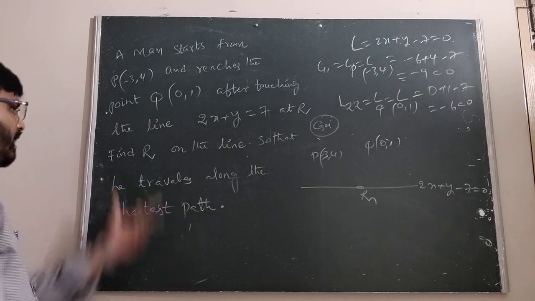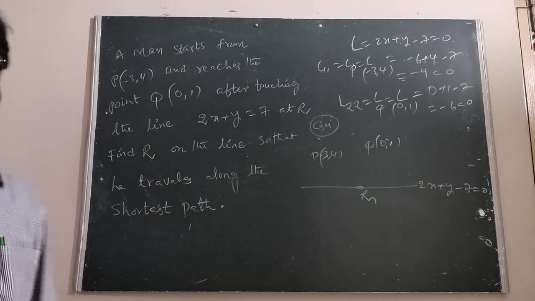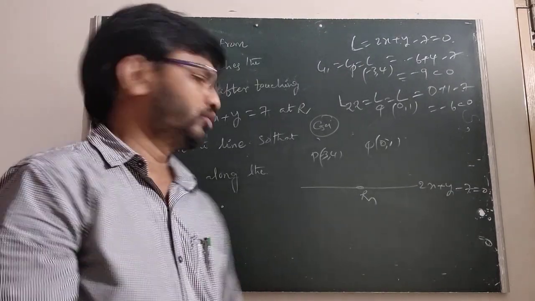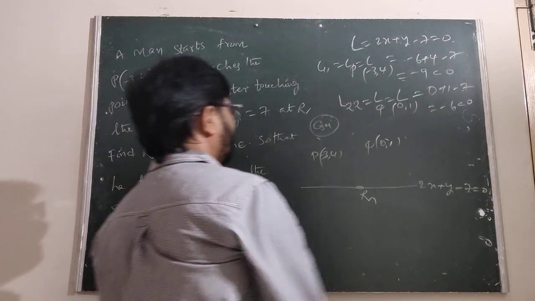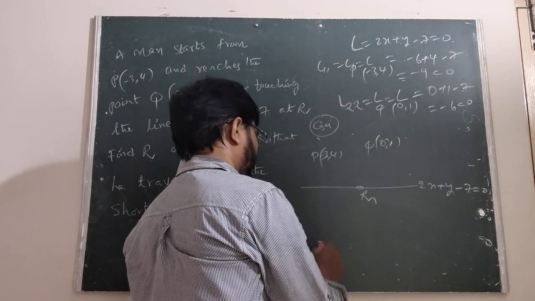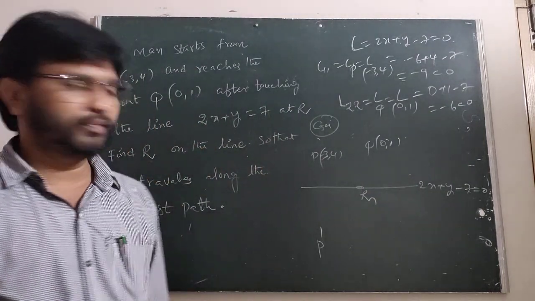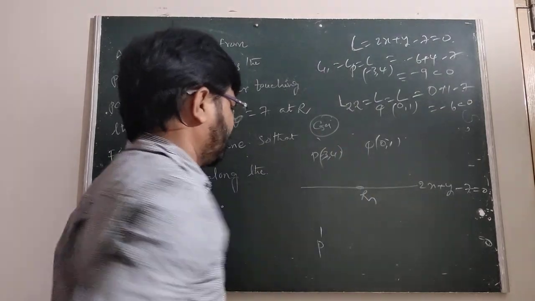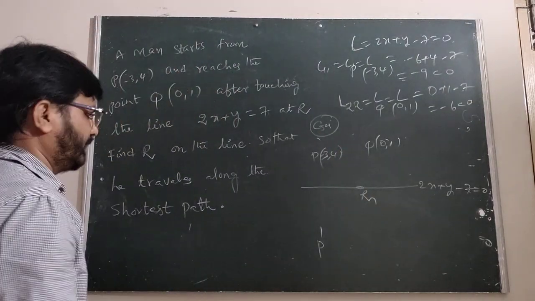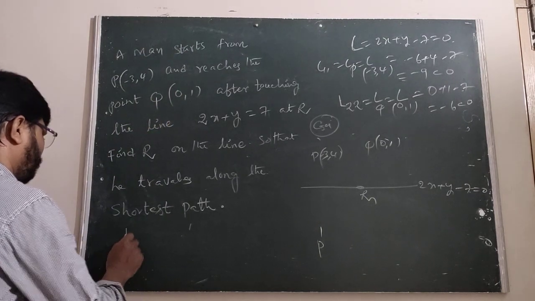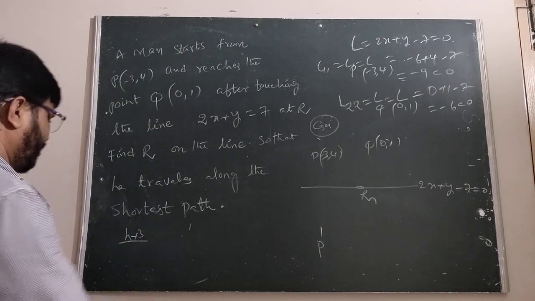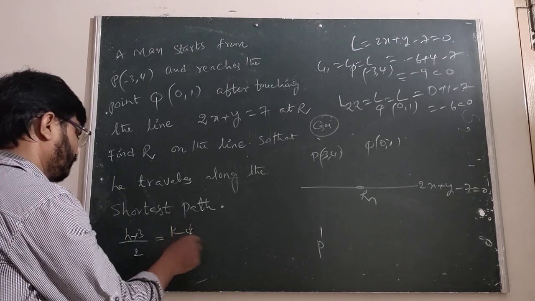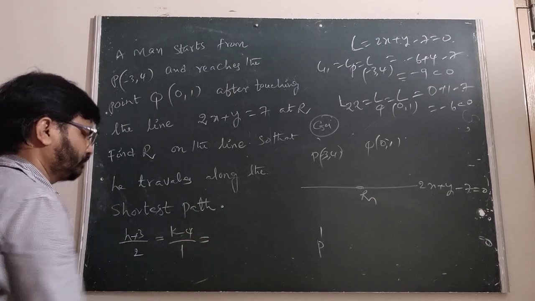So find the R so that it travels along the shortest path. Shortest path means minimum path. So how to find it? Here we are taking the image of P as P dash with respect to the line. Therefore, now the image of P is P dash, that means (H plus 3) by 2 and (K minus 4) by 1. Is it okay?